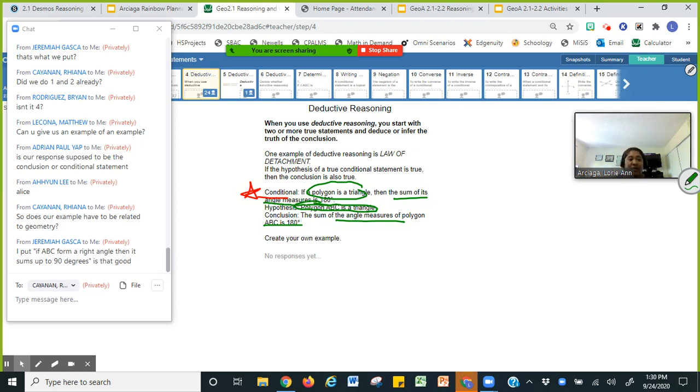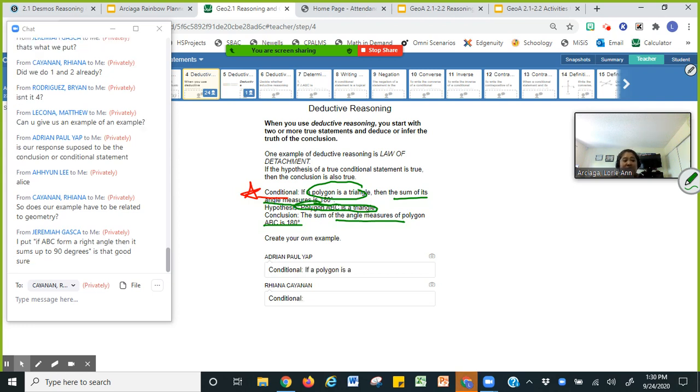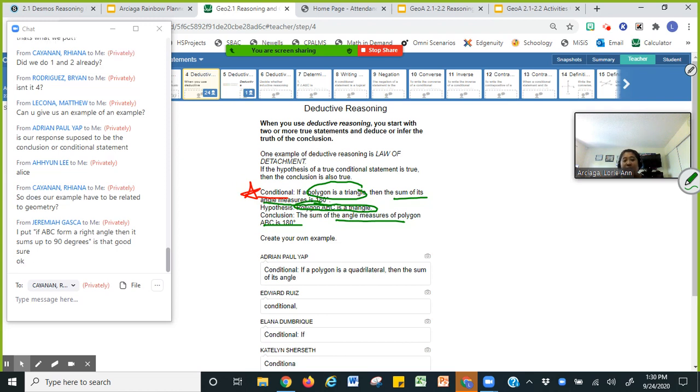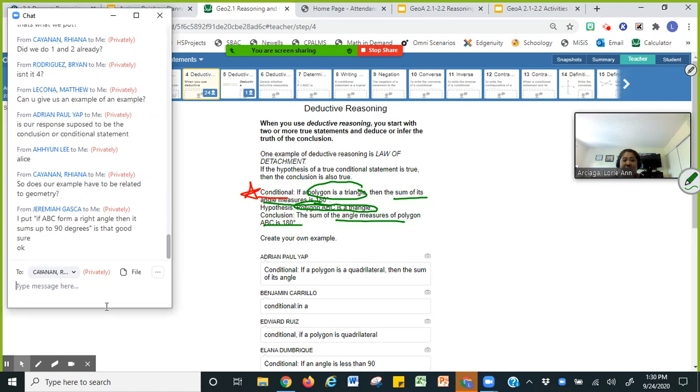Nice. That's a good one, Jeremiah. So can I share that, Jeremiah, while you're typing it? So Jeremiah starts with, if ABC form a right angle, then it sums up to 90 degrees. Okay, that's a good one. But maybe take out the ABC and put that in the second part. Maybe you can say like, if an angle is 90 degrees, then it's right. Or if an angle is right, then it's 90 degrees. And then you put the ABC in the second portion, like angle ABC is right. Therefore, something like that. Okay? Awesome.